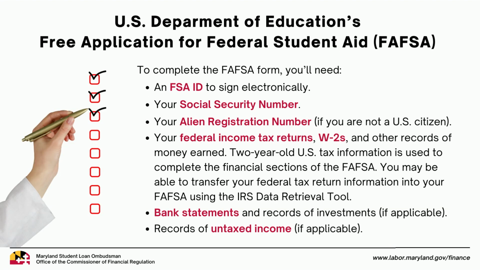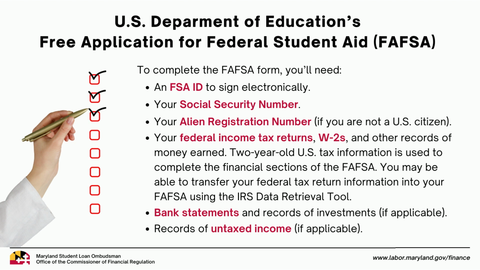Your dependency status determines whose information you must report on the FAFSA form. If you are a dependent student, you will report your own and your parents' information. If you are an independent student, you will report your own information, and if you are married, your spouse's.